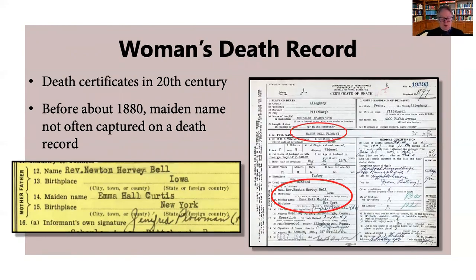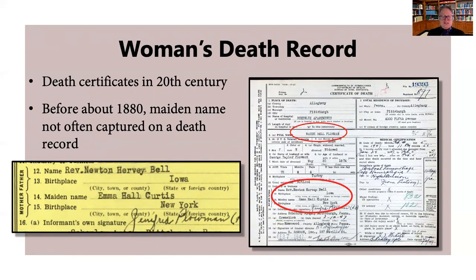Here's an example of a 20th century death certificate for Maud Bell Plowman, whose portrait was on the previous slide. It gives her maiden name in two places: in the name field up here, the first red circle, and below where the parents are listed. The parents are Reverend Newton Hervey Bell and Emma Hall Curtis. So Bell is the maiden name of Maud Plowman.